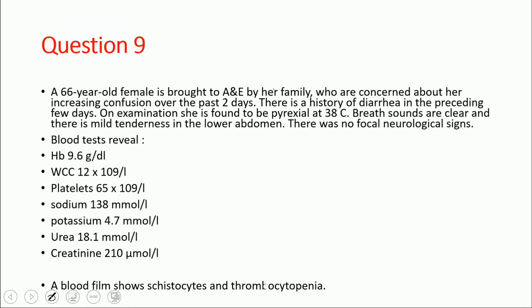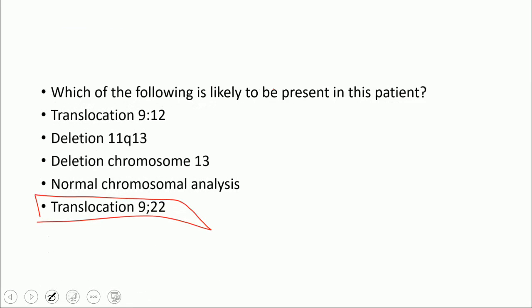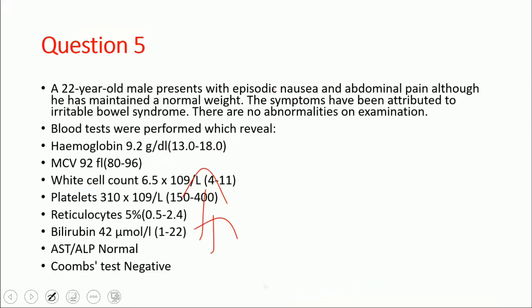Sir, in question 5, the MCV is towards the high normal level. Is that normal in hereditary spherocytosis? There's nothing special, it is normocytic.